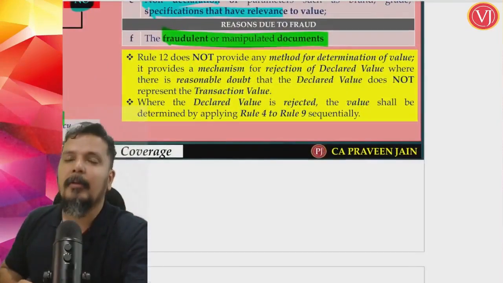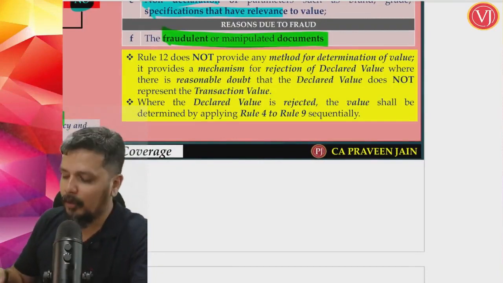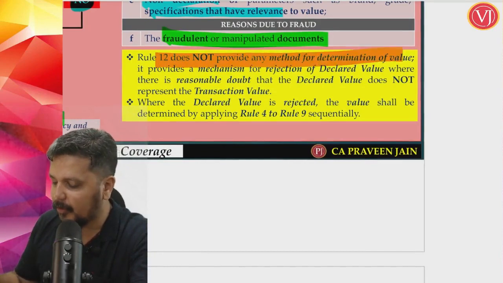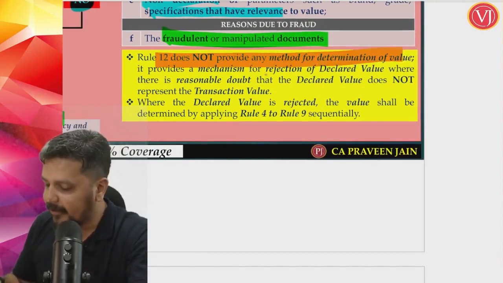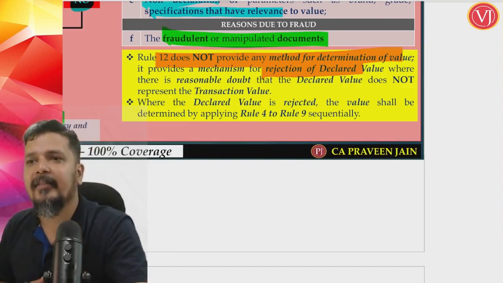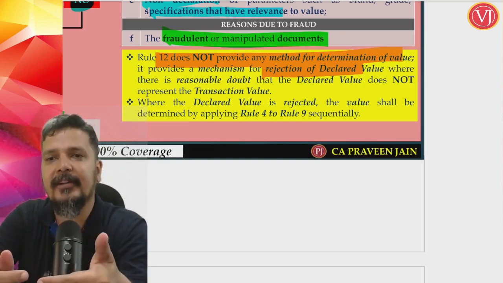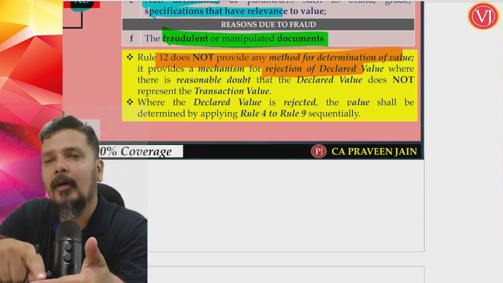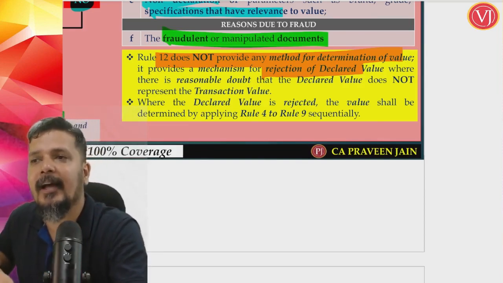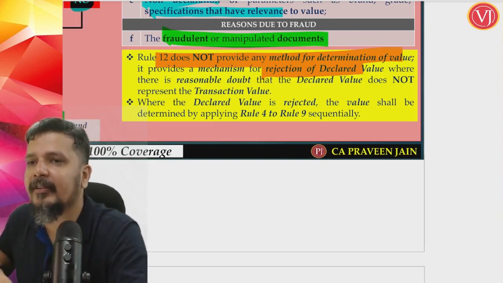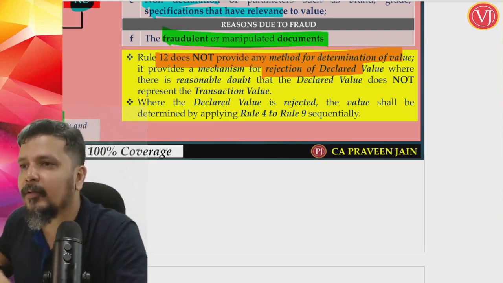Now, please understand that rule 12 is not a valuation rule. It is only a rejection rule. Why am I telling this? The proper officer would have rejected your value using the powers in rule 12 because he saw that you have shown the value as 1 crore, but the identical goods were imported by someone else for 1.5 crores.